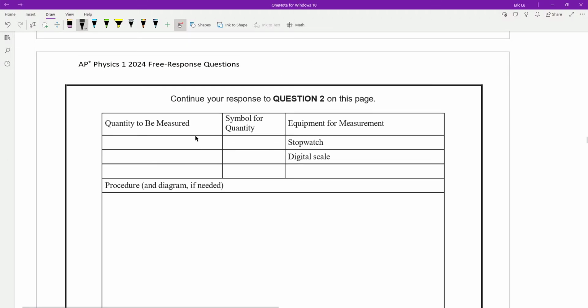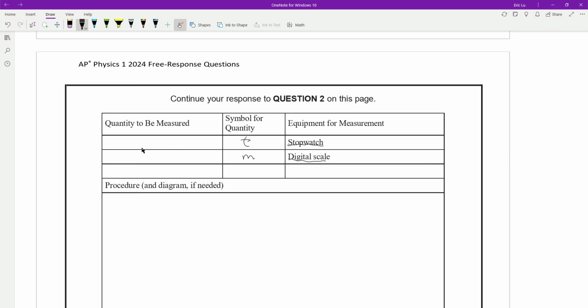So, first of all, we need to fill out this table. Well, for the first two rows, we already have the equipment. We have a stopwatch, which measures time, and a digital scale, which measures mass. So for the symbol, we could just do T for time and m for mass.